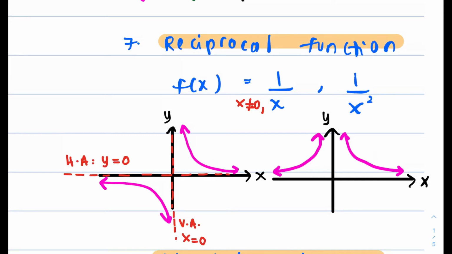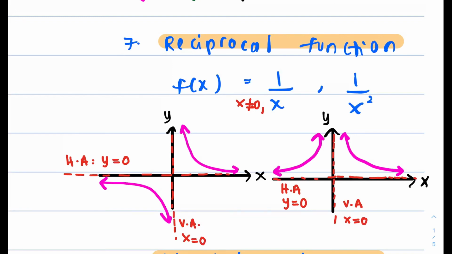Then for 1 over x squared, wherever a negative number is squared, you will have a positive y, a positive f(x). So that's why both parts of your graph are above the x-axis. So still you will have a horizontal and vertical asymptote. Your vertical asymptote here is x equivalent to 0, and the horizontal asymptote is y equivalent to 0. So take note that for reciprocal functions, you're going to have horizontal and vertical asymptotes.